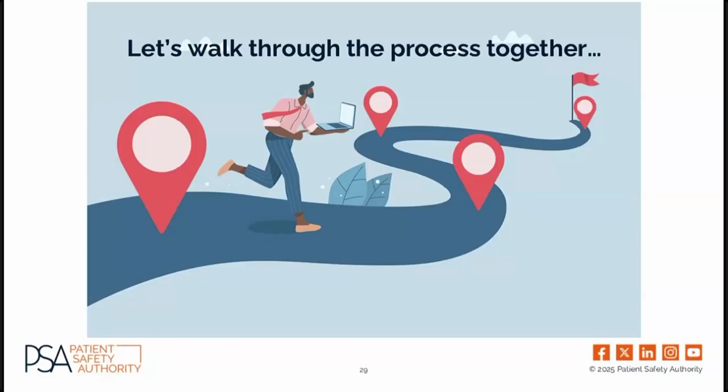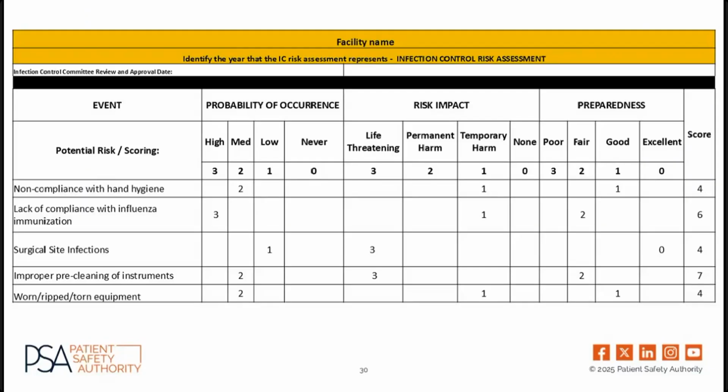So now we're going to walk through the whole process together. I'm hoping I laid it out pretty clearly, but just to reinforce, we're going to actually go through the process together. So what we have here is a completed risk assessment for a facility. This is obviously not all-encompassing. We're only looking at 5 different things, but this is what a risk assessment might look like.